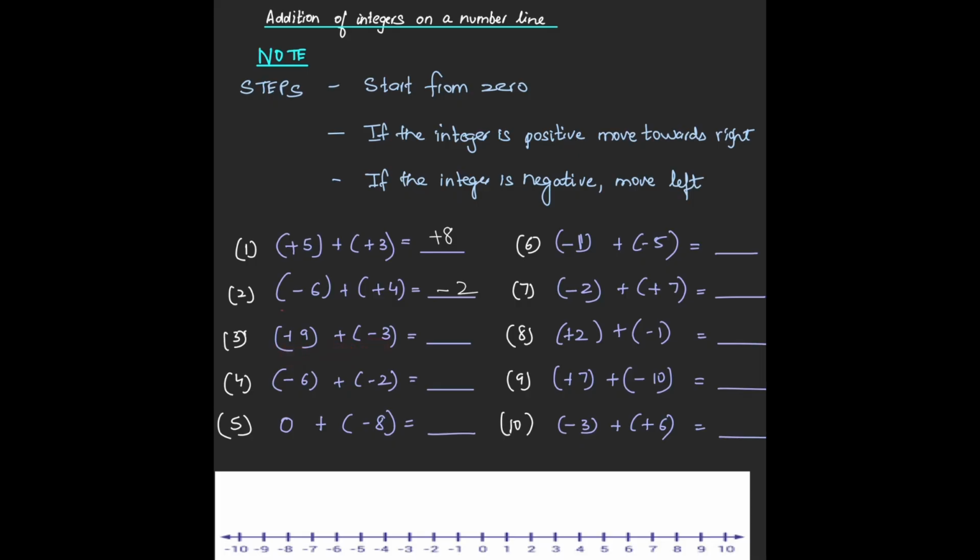Come on, let's do it. Positive 9 and negative 3. Positive 9. Straight jump to positive 9. Right. Negative 3. 1, 2, 3. The answer is positive 6.